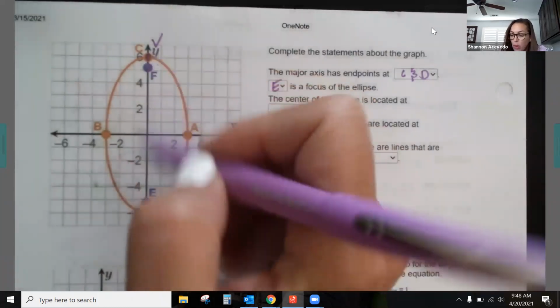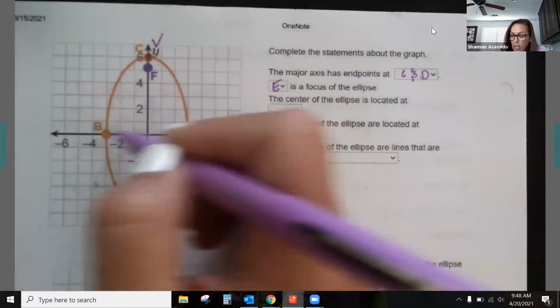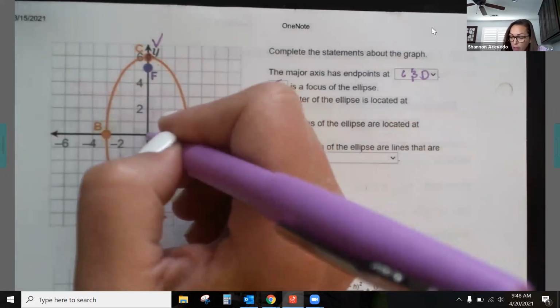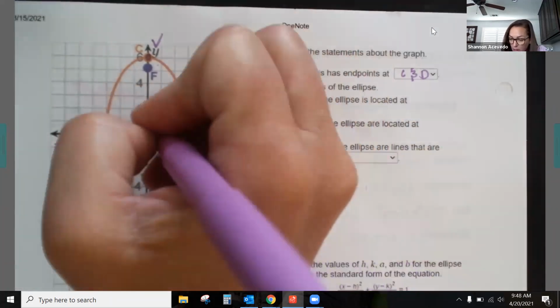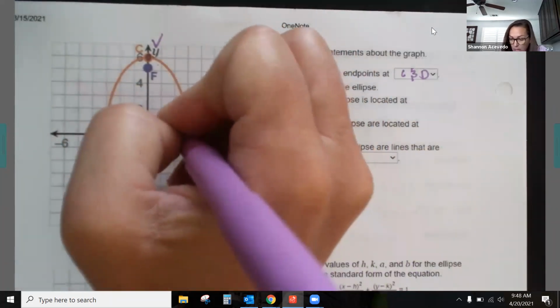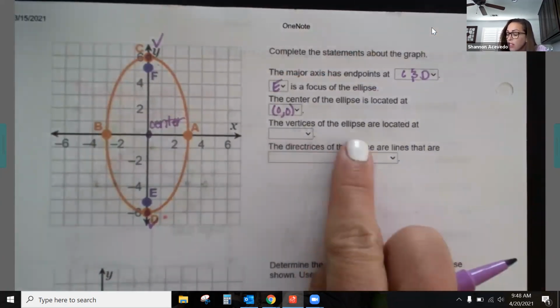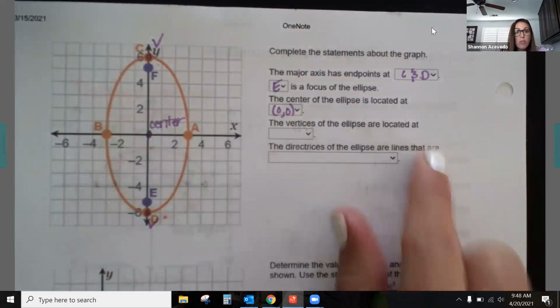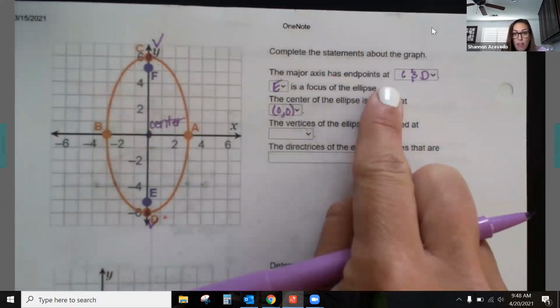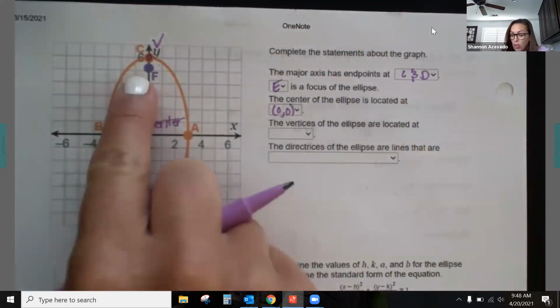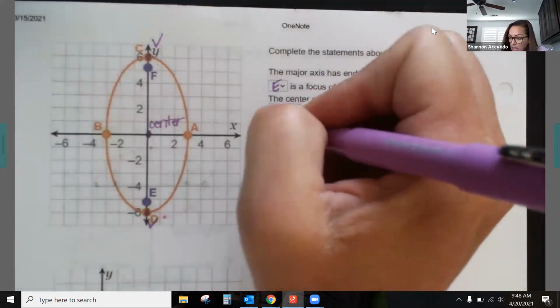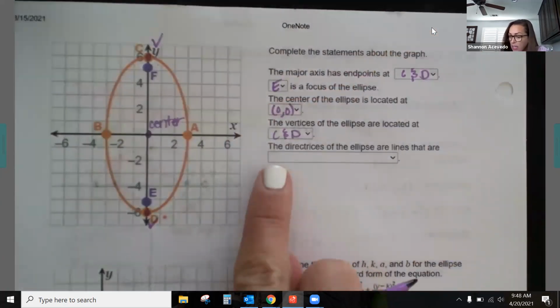Well, the center is going to be directly in the middle of my vertices, directly in the middle of my co-vertices. So this would be my center here. And in this case, that center is at the origin, so it's 0, 0. The vertices of the ellipse are located at the endpoints of your major axis. So that's also going to be C and D.